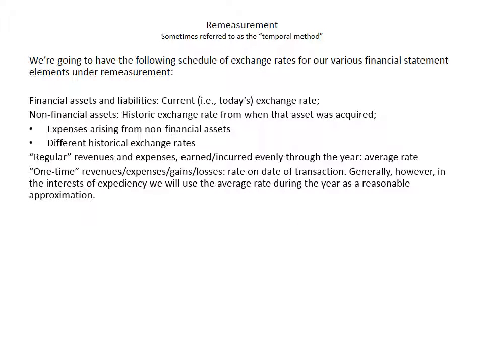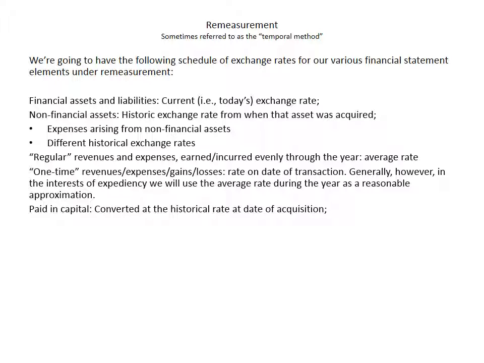If we have one-time revenues, expenses, or gains or losses, for example, if we sell a major asset on March 1st, ideally we would use the March 1st exchange rate to convert the gain or loss on that sale. Again, generally, in the interest of expediency, we'll just use the average exchange rate during the year as a reasonable approximation.